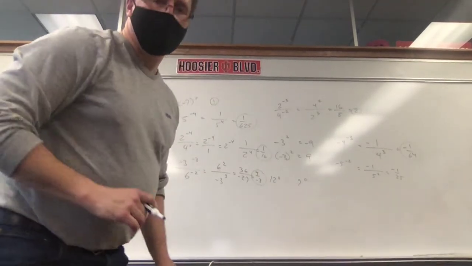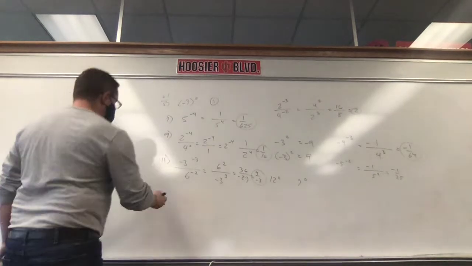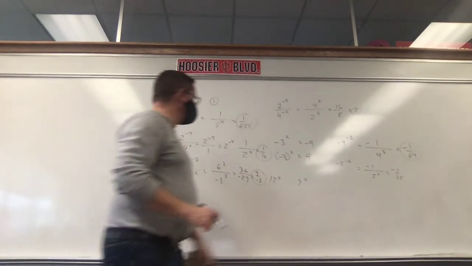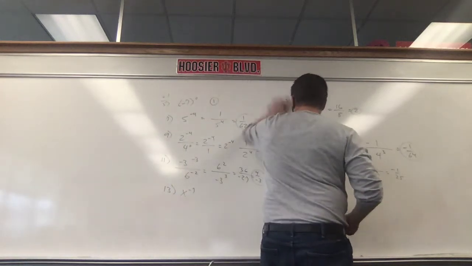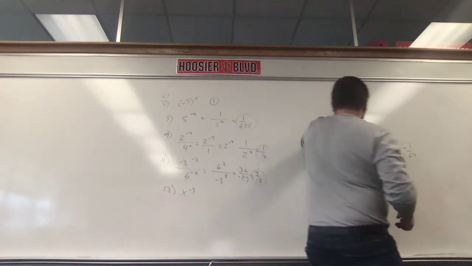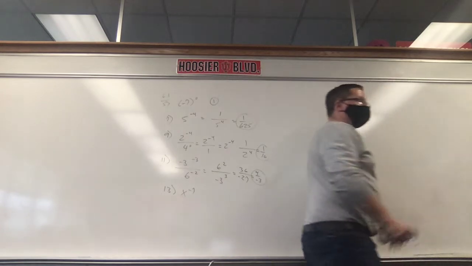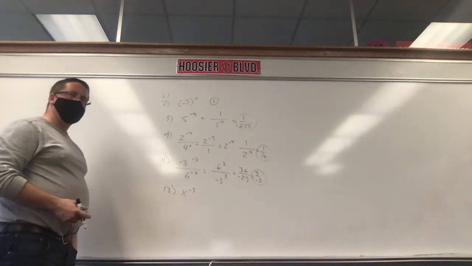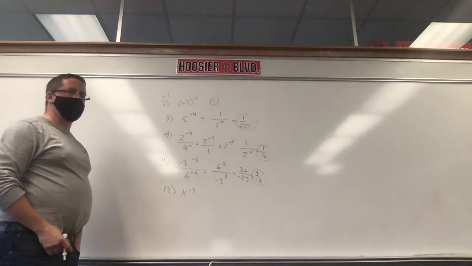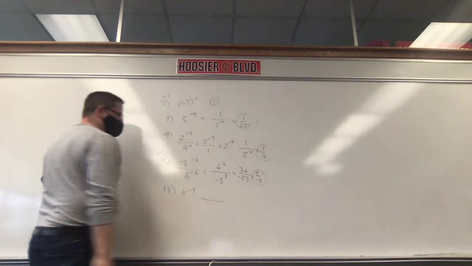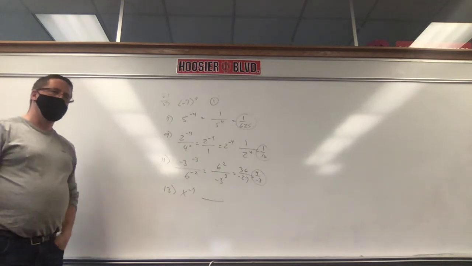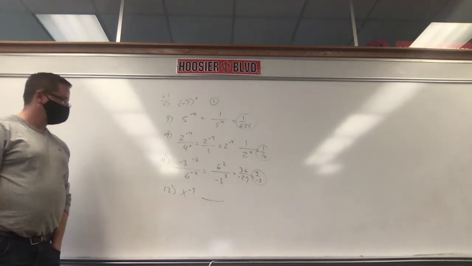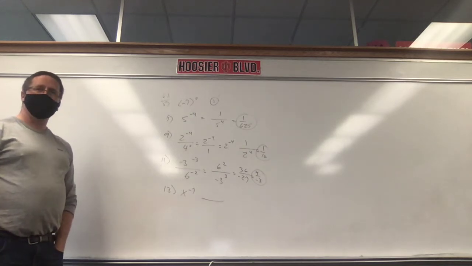Okay, let's do an easy one, a real easy one. Number 13. Write this without negative exponents: x to the negative 7 power. First thing I do is real simple. Draw a fraction bar. This is an easy one. What do I do with that x to the negative 7?